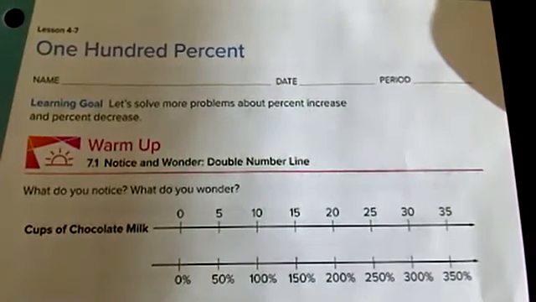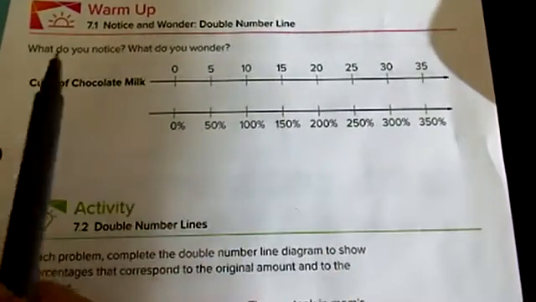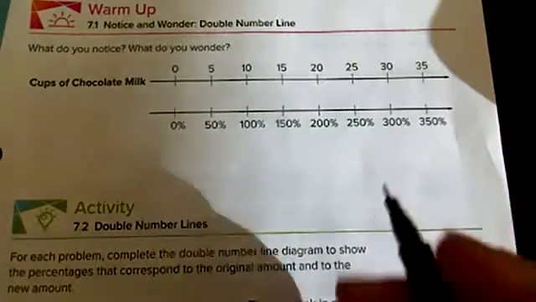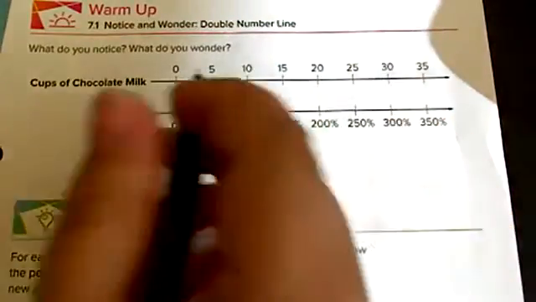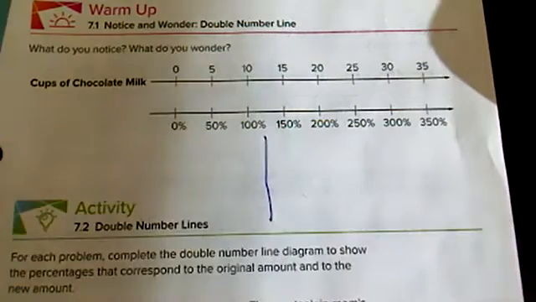Welcome to Unit 4, Lesson 7. 100% is the title of it. We're going to start with our warm-up. What do you notice and what do you wonder about this number line? Pause the video and take 5 minutes to write your answer.